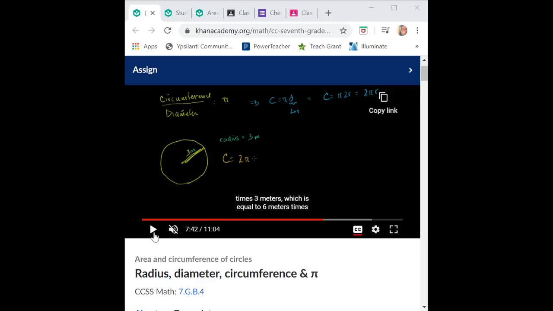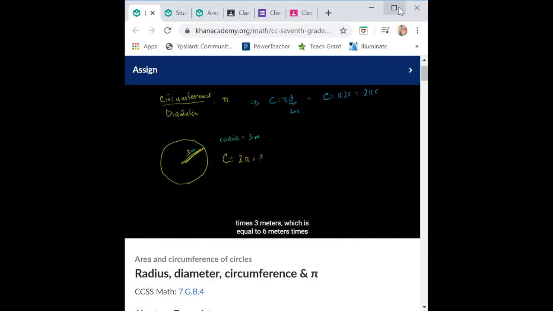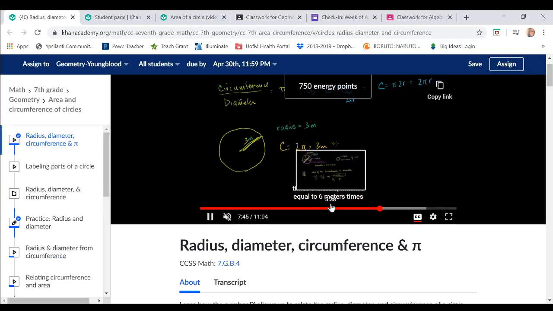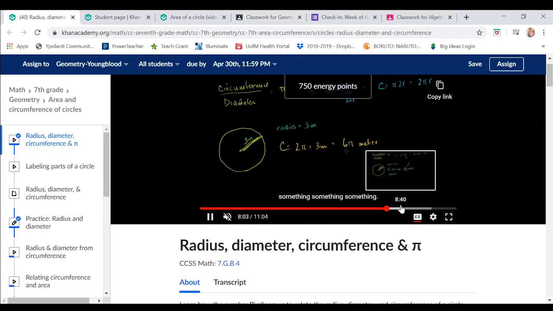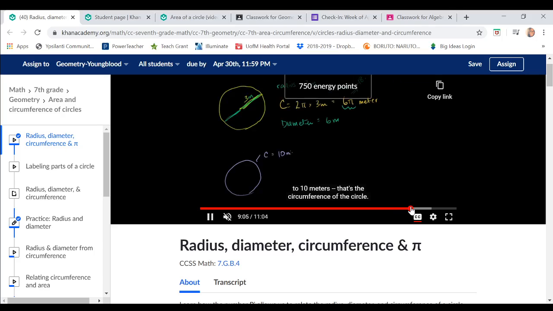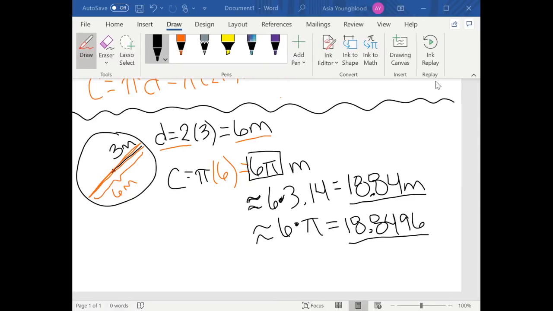If we switch back to our browser, we can see where he's leaving off. He's just doing the same thing we did. We already got the circumference and found the diameter. Then he gives us another example, where he wants us to work backwards. They actually do give you some problems like that in Khan Academy, so let's do that example real quick so we can make sure we understand it.